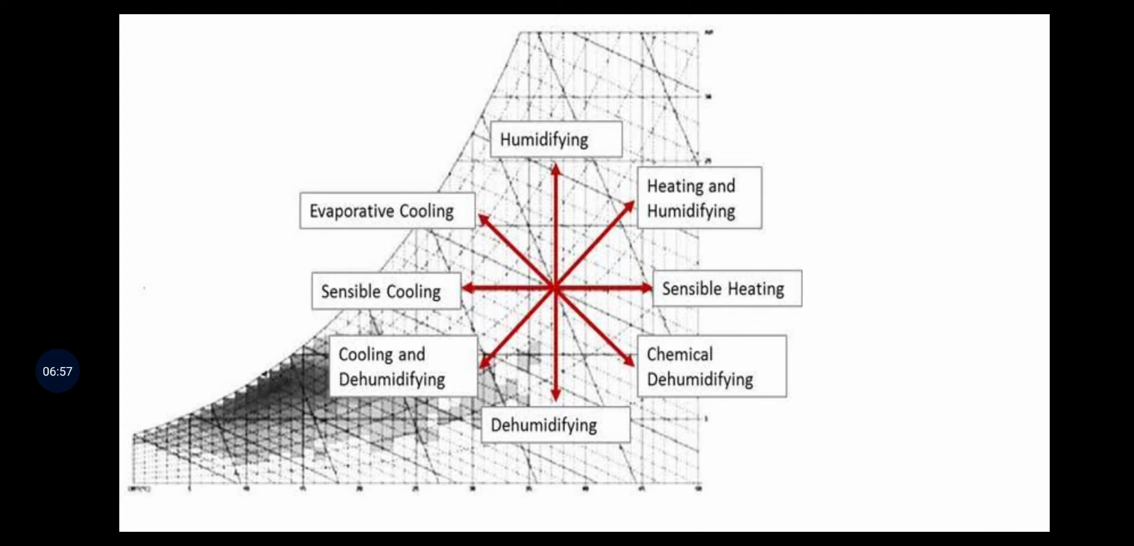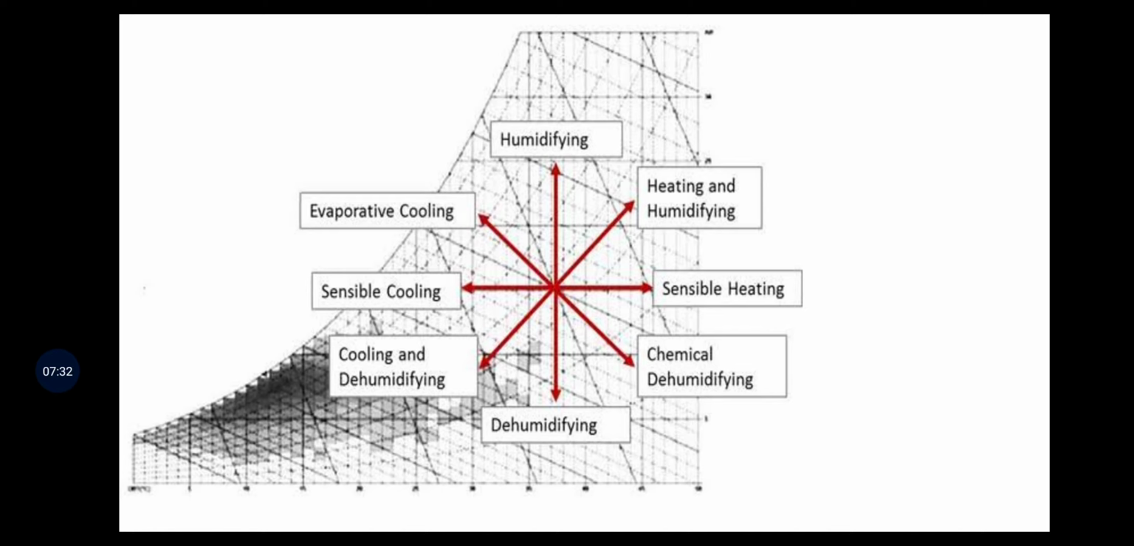So these are the basic four processes. From these four processes there are another four processes when two of the processes combine. Likewise, we could see the inclined line towards the right, it will show heating and humidification. That means the air is being heated and then humidified. Similarly, on the left hand side, we could see evaporative cooling. Evaporative cooling is also known as cooling with humidification. That means the air is first cooled and then humidified.